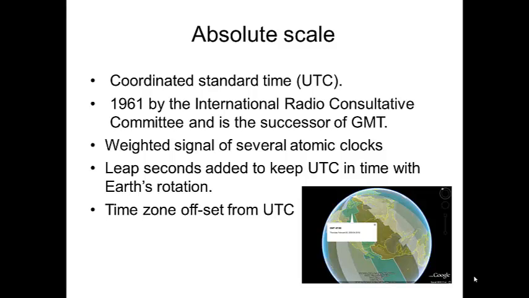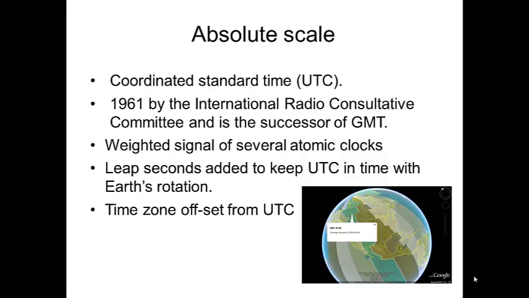From a GIS perspective, always remember that the world is divided into time zones based on UTC, but those time zones are politically decided, so depending on which time zone you're in, there's an offset from UTC.